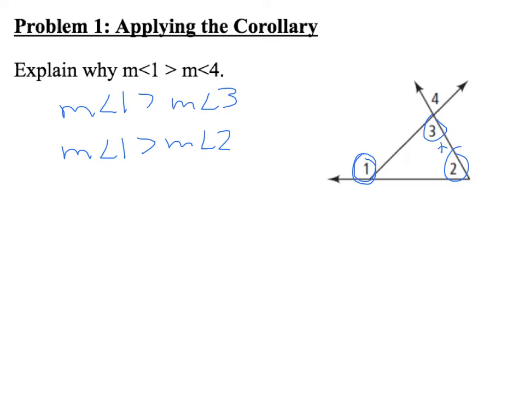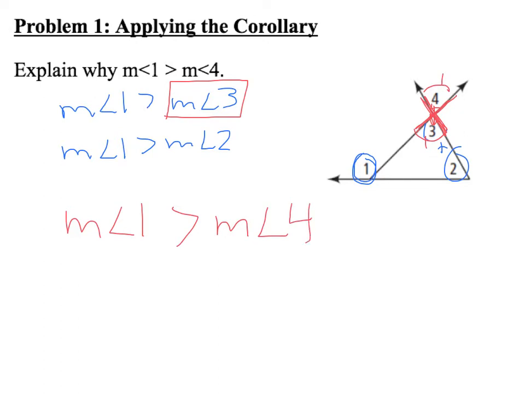Now I notice I see an X here. Whenever you see an X, that means you have vertical angles, and vertical angles are always congruent. So angle 4 is going to be congruent to angle 3. Now I can replace angle 3 with angle 4. So the measure of angle 1 is going to be greater than the measure of angle 4.